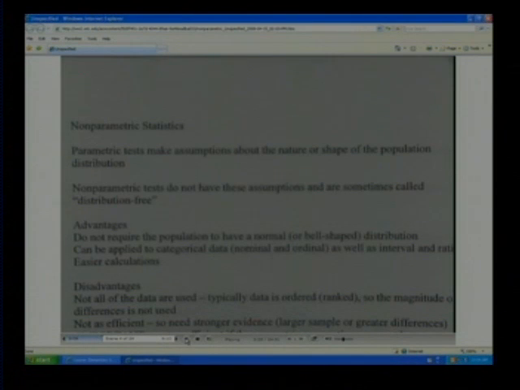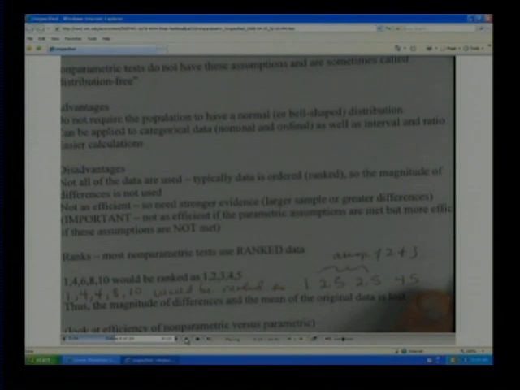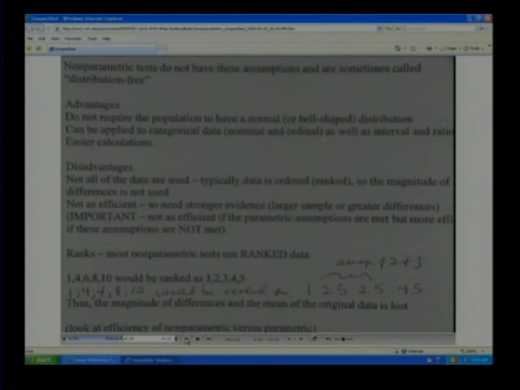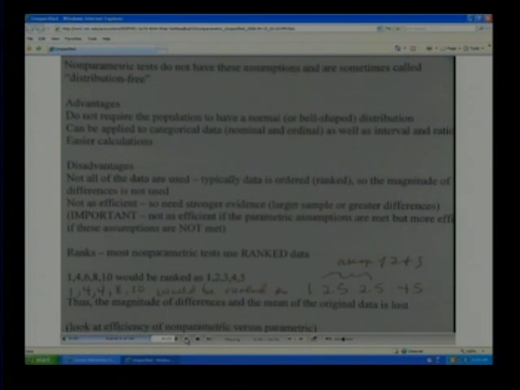So we'll use ranks. The majority of them use ranks. I'm going to do a couple of calculations here with the ranks. If we had the data of 1, 4, 6, 8, and 10 as our original data, we would rank that as 1, 2, 3, 4, 5. Rank of 1, rank of 2, rank of 3, rank of 4, rank of 5. So you can see that we throw away the magnitude of 10 and replace it with a value of 5.